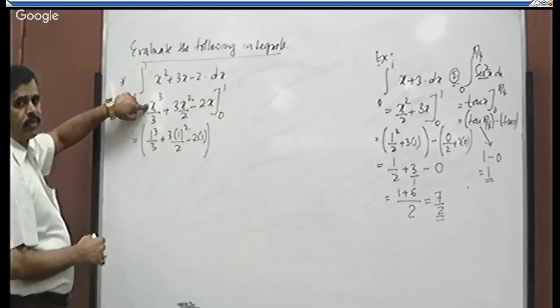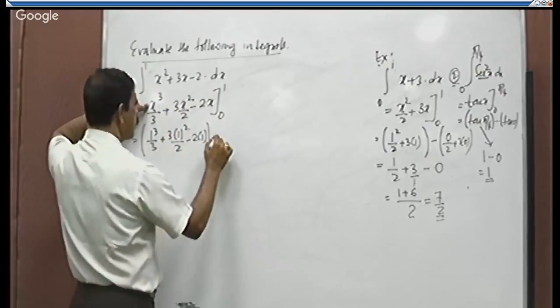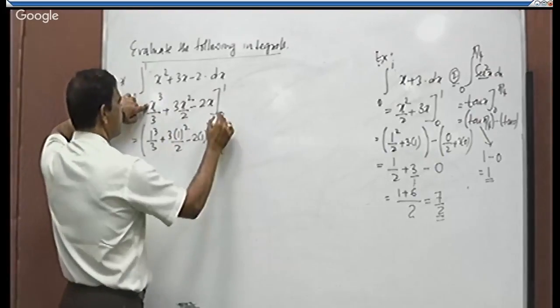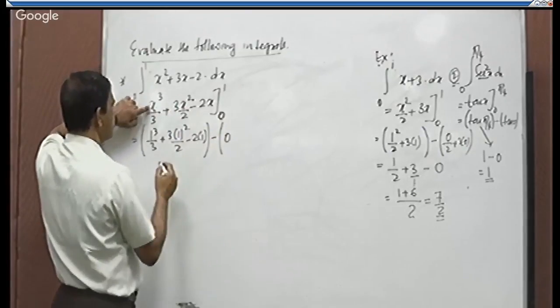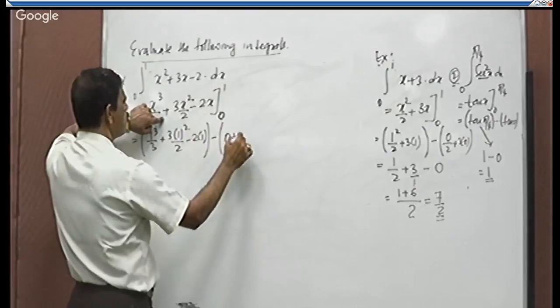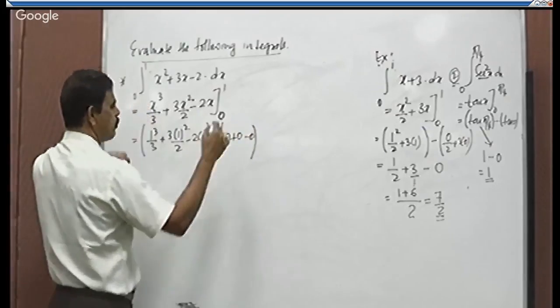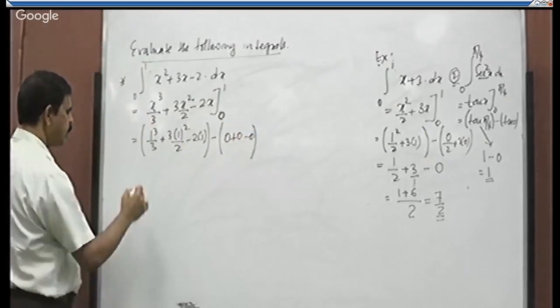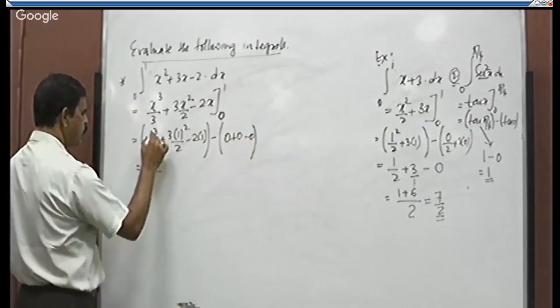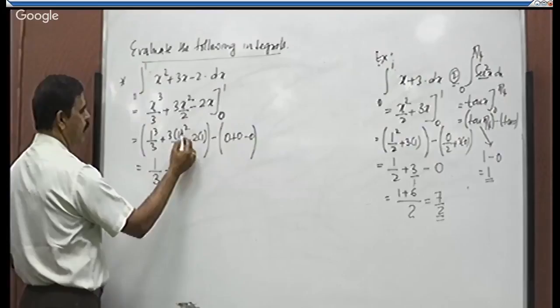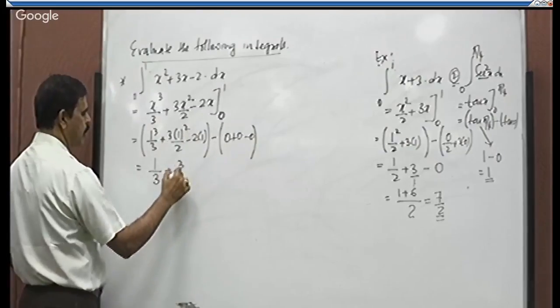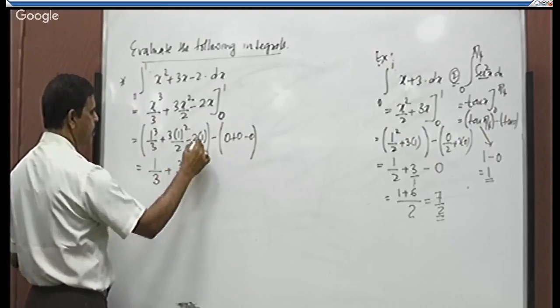The upper limit is over. Minus the lower limit. Wherever we have x, just put 0. 0 by anything is 0, plus 0 minus 0. So the whole thing is 0. Right? This is equal to 1 cube, 1 by 3, plus 1 square is what? 1. 1 into 3 is what? 3 divided by 2, minus 2 into 1 is 2.